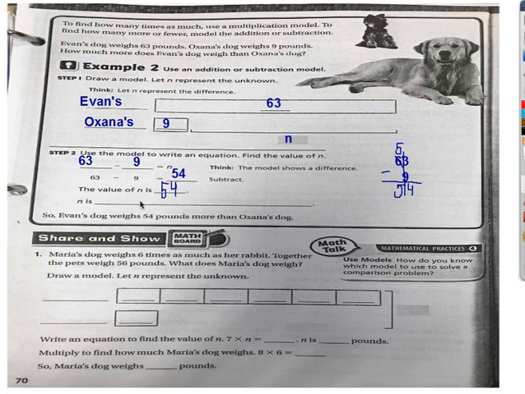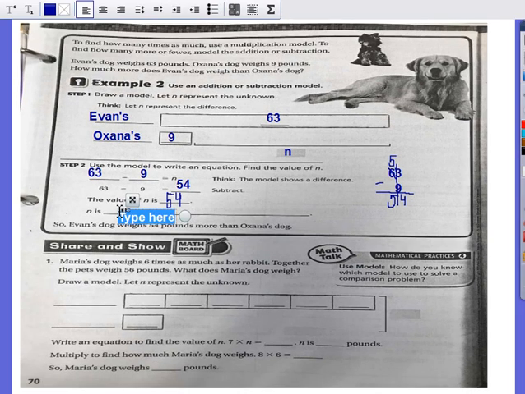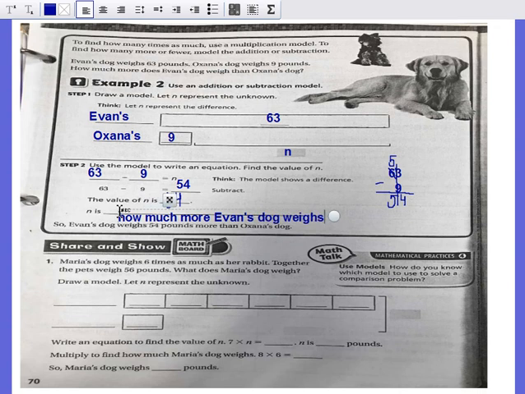And n is how much more Evan's dog weighs. So Evan's dog weighs 54 pounds more than Oksana's dog.